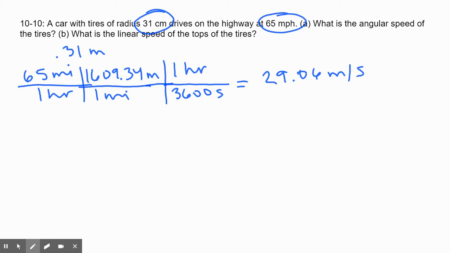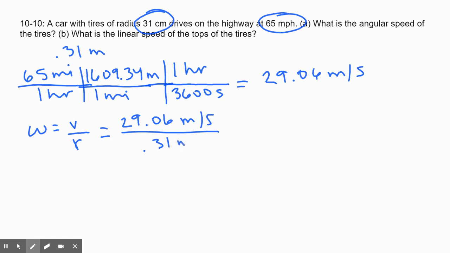Now, if we are looking for the angular speed, that's omega, and omega is v over r. Okay, so let's plug in what we know. We've already done our conversion, so this is going to be simple. Okay, and then we converted that. So we'll find that the angular speed of the tires is 94 radians per second, or you can just put 94 seconds to the -1. That's fine too. It doesn't matter. Okay, that's part A. Now let's find the linear speed of the tops of the tires. So let's find part B.